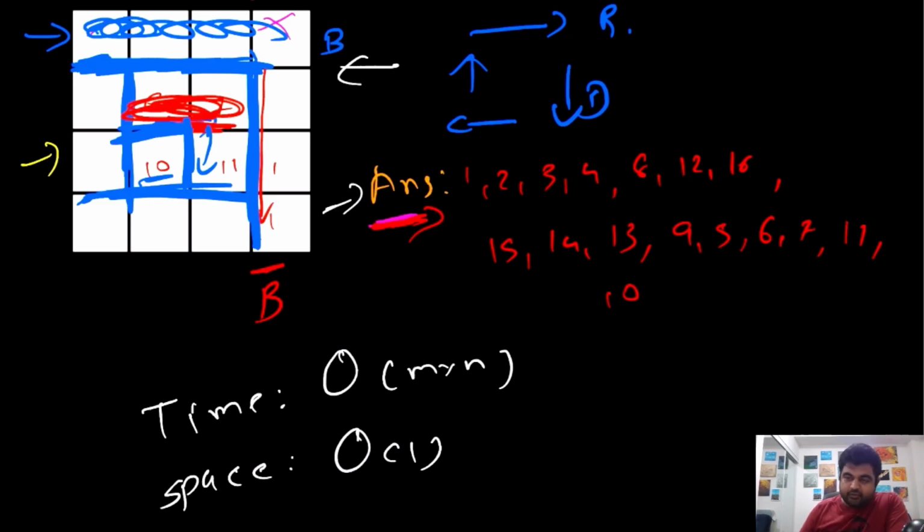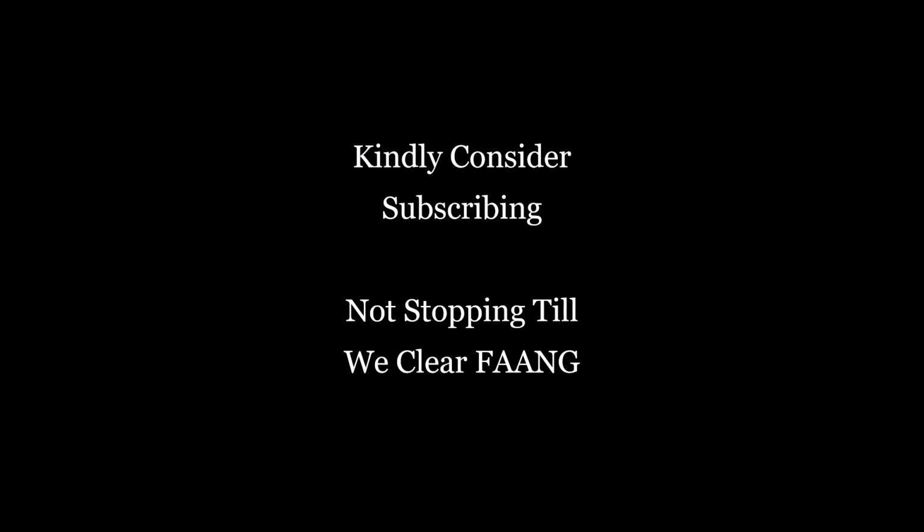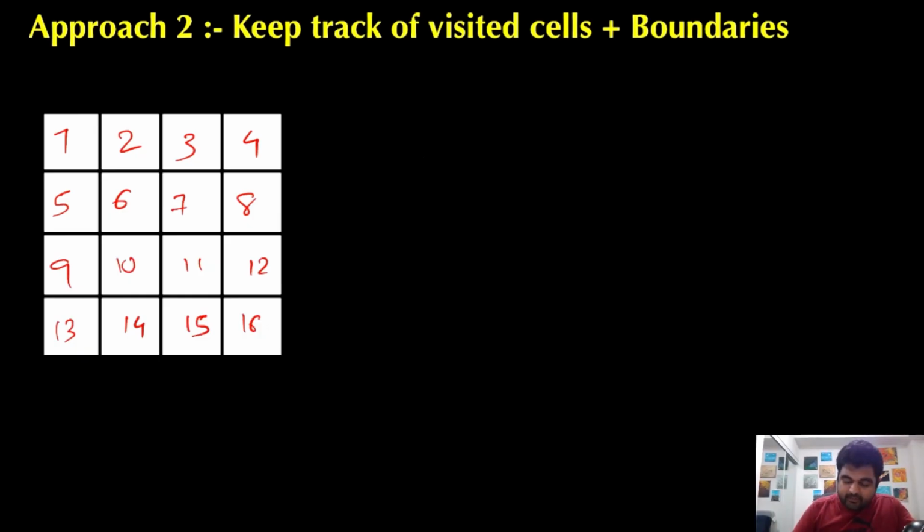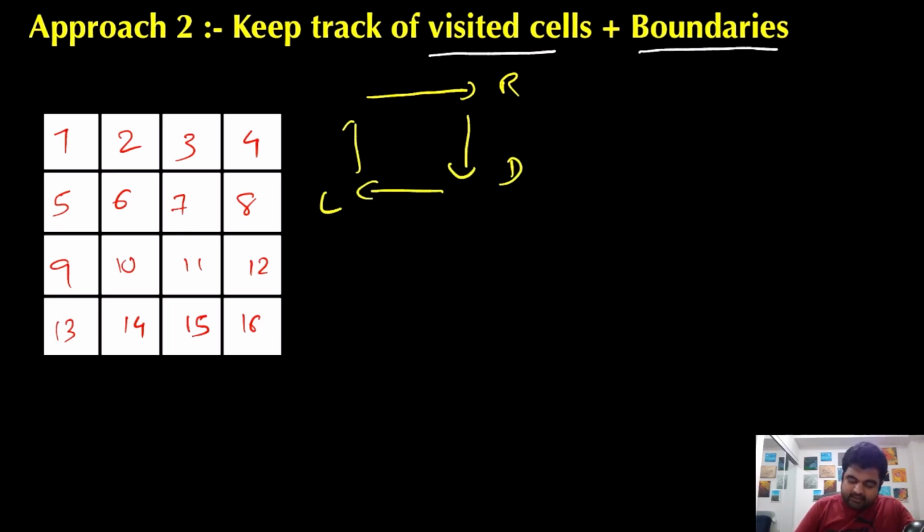Let me show you what would be the second approach. For the second approach, we are actually going to keep track of the visited cells and also the boundaries, and whichever we hit first, we are going to change our direction. One thing remains common: we are always going to traverse in the same sequence of directions. First of all, we will traverse in the right direction, then we will go in the downwards path, then we will go in the leftwards path, and then we will go on the upwards path. So this will remain common, and then we keep on repeating, and at any moment we hit either a visited cell or a boundary.